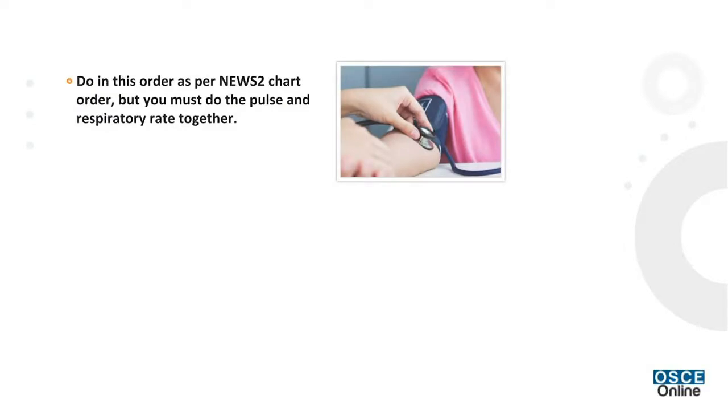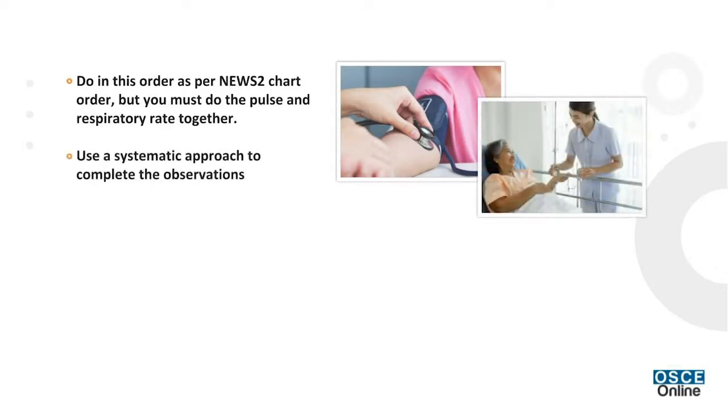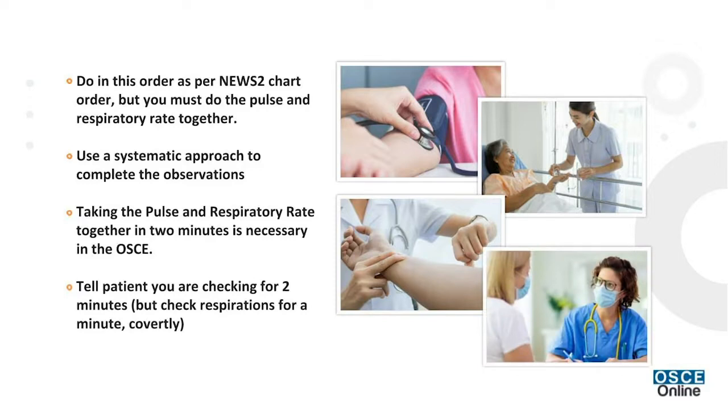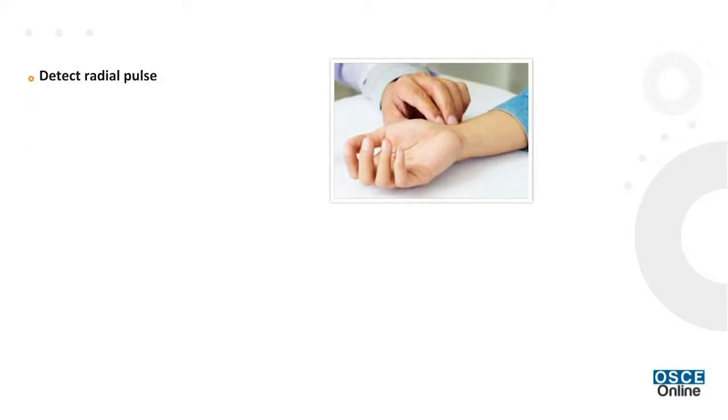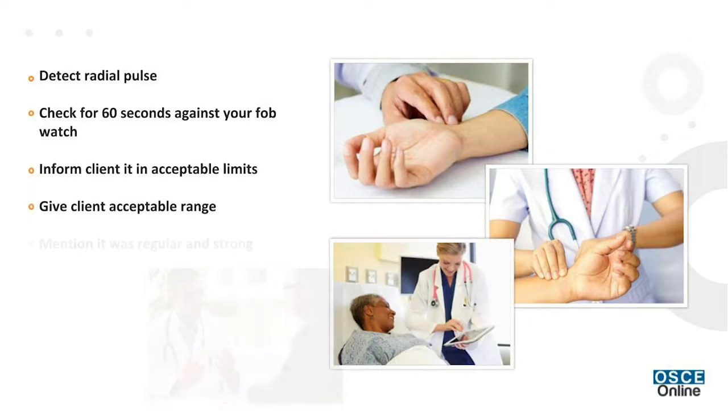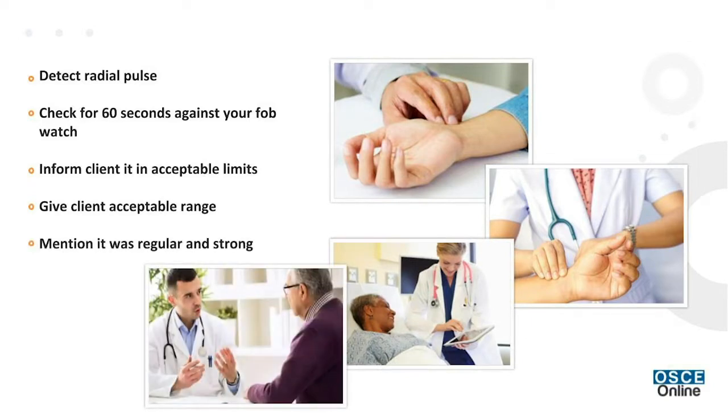Do in this order as per NEWS2 chart order, but you must do the pulse and respiratory rate together. Use a systematic approach to complete the observations. Taking the pulse and respiratory rate together in 2 minutes is necessary in the OSCE. Tell the patient you are checking for 2 minutes, but check respirations for a minute covertly. Detect radial pulse. Check for 60 seconds against your fob watch. Inform client it is in acceptable limits. Give client acceptable range. Mention it was regular and strong.